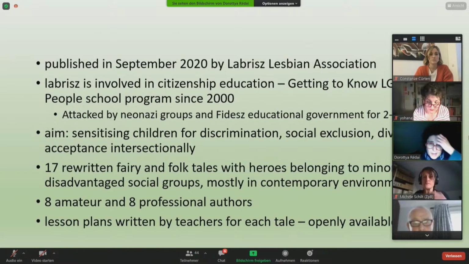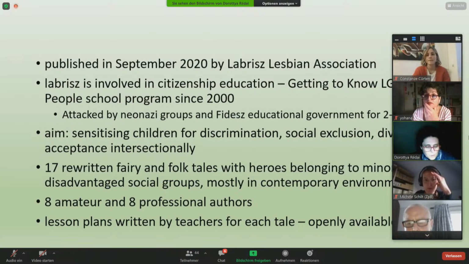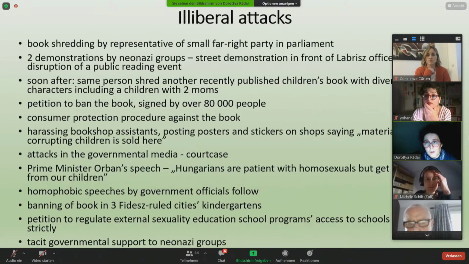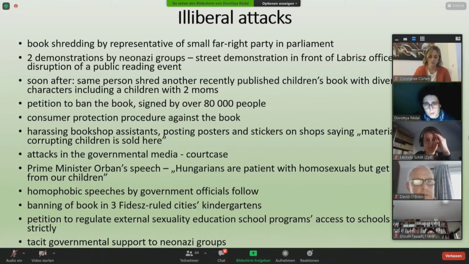Our school program has been in the focus of neo-Nazi groups, and also, not directly but indirectly, of the Fidesz government's educational policy for the last 2 or 3 years. So they were watching when this book was going to be published and jumped on it immediately. What happened was there's a small far-right party in the parliament, and a representative of this party made a book shredding performance where she put the book in a book shredder. It was a media performance.